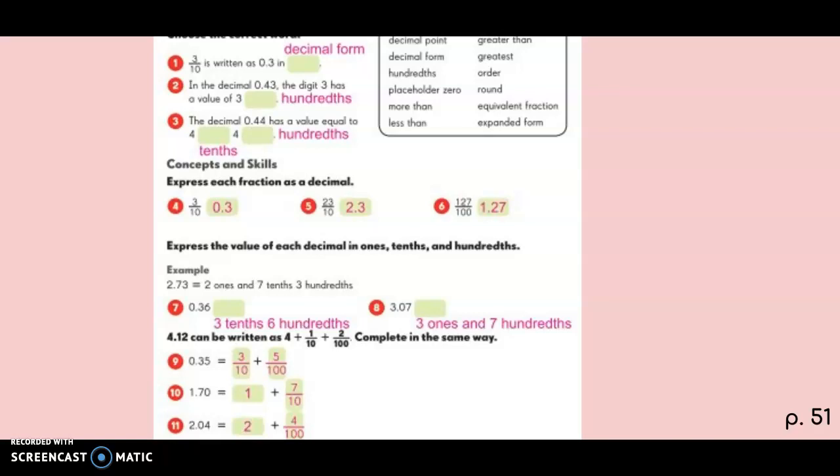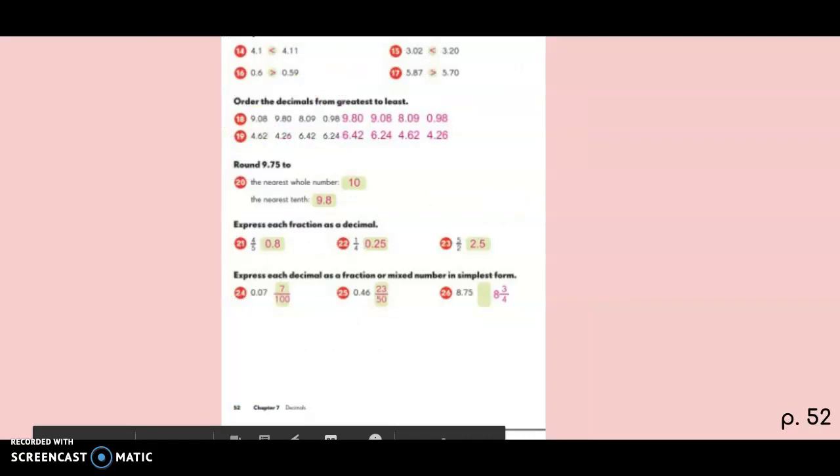Number 7, you should have written the words 3/10ths, 6/100ths. Number 8, 3 ones and 7/100ths. Number 9, 3/10 plus 5/100. Number 10, 1 plus 7/10. Number 11, 2 plus 4/100. Number 12 is 1.4. Number 13 is 4.48.